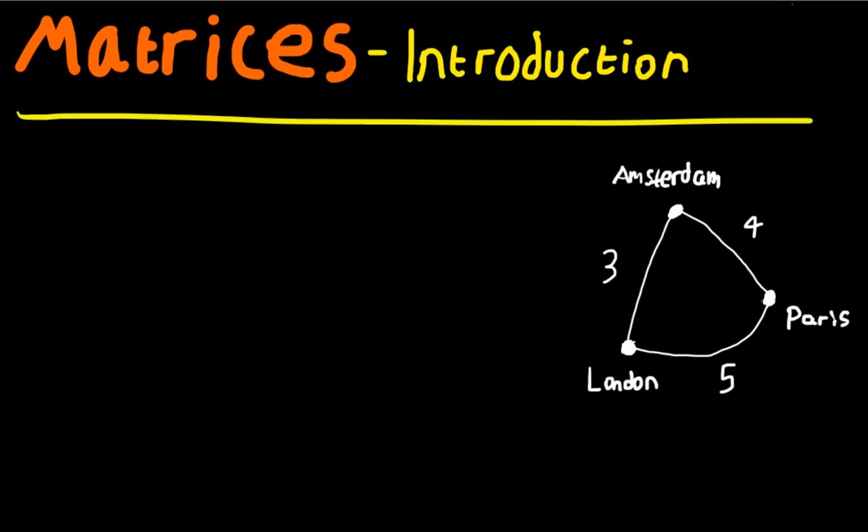This one's going to be on matrices. Alright, so in order to get your mind in the mindset for matrices, we need to consider when a matrix might actually be viable. So to do that, I've devised a situation here.